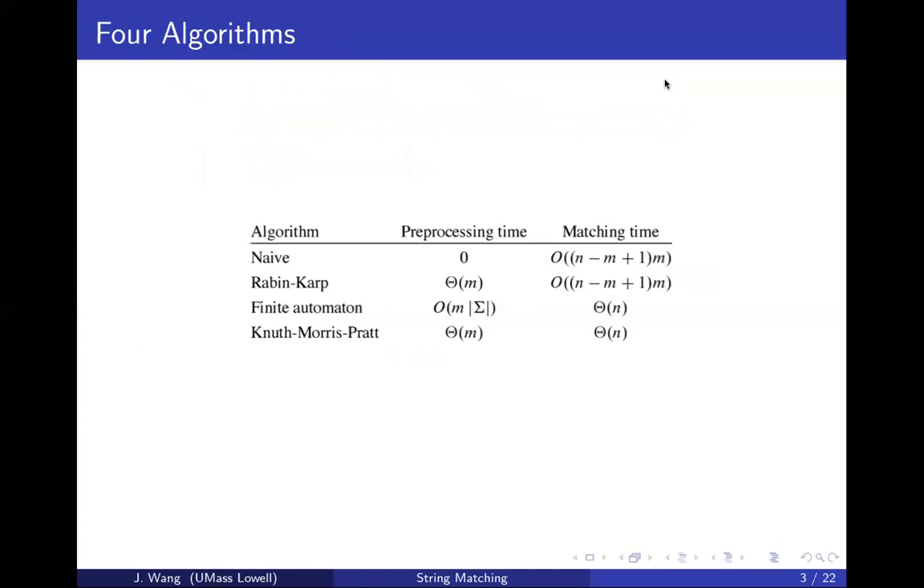Okay, so we're going to look at 4 algorithms. A naive algorithm is straightforward, right? So you have T, your input, you have P, so you start comparing these cells one at a time, right? So let me write it in a different way. So this is my P.